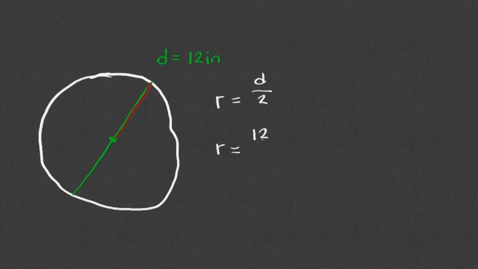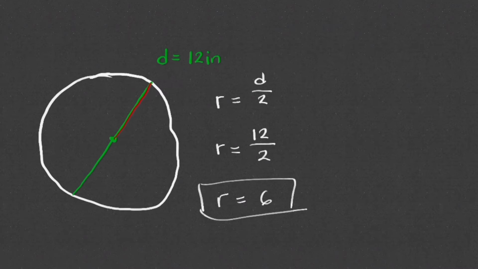Let's try another example. Let's say we have a sphere with a diameter of 12 inches. Find the volume and the surface area. To find its volume, we need first to find the radius of the sphere, which is represented by this red line. And we know that the radius is always half the diameter. So radius is equal to d over 2. Let's substitute d. r is equal to 12 over 2. Therefore, the radius of the sphere is 6 inches.